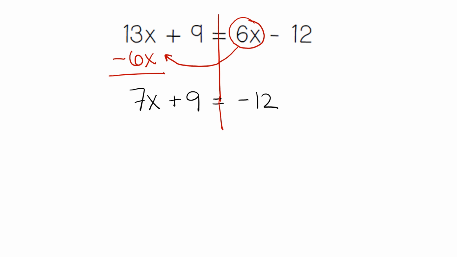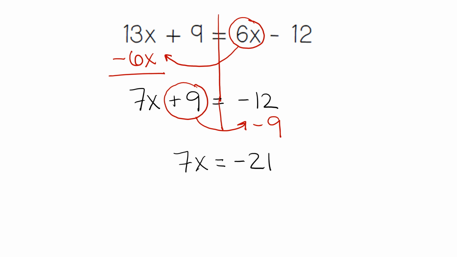Step 4 tells us to move all the whole numbers to the right-hand side. So we take our plus 9, we do the opposite, we do a minus 9. The 7x stays the same. Negative 12 minus 9 gives us a negative 21.